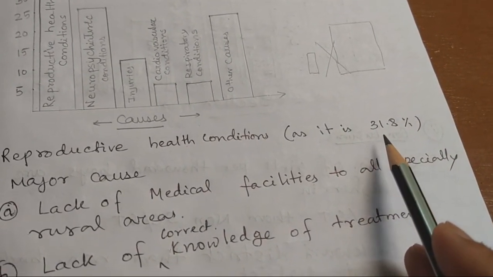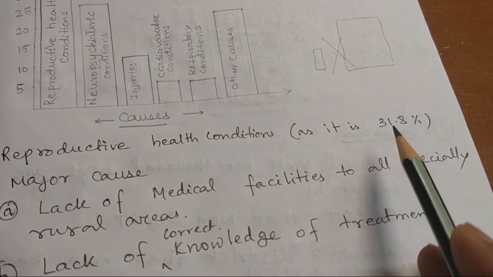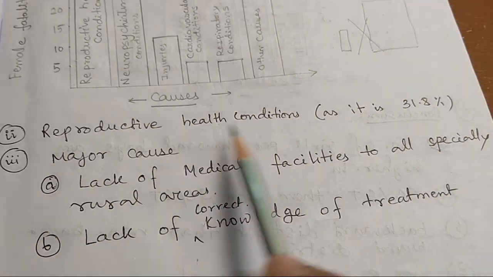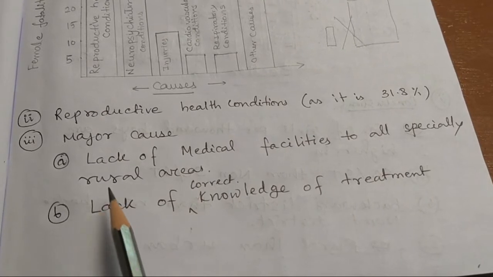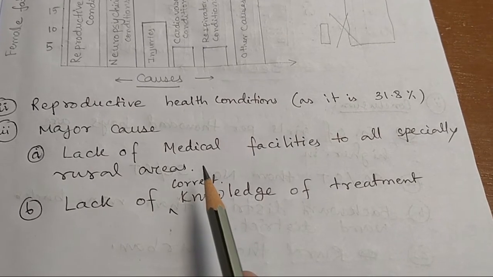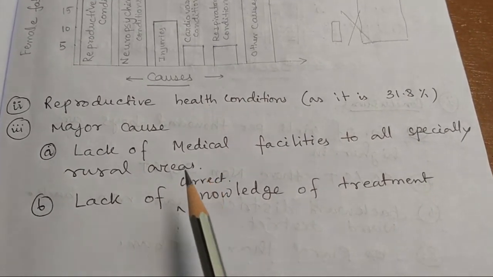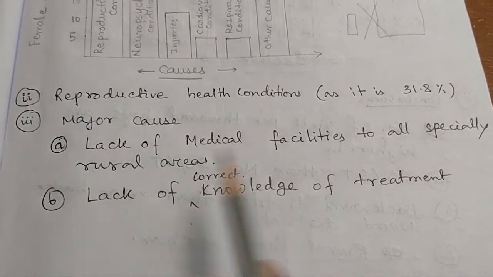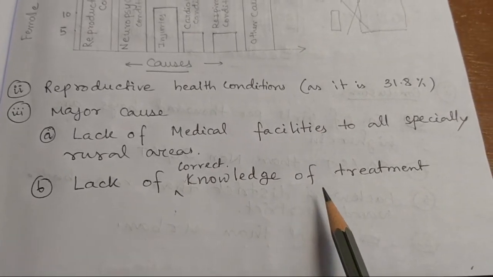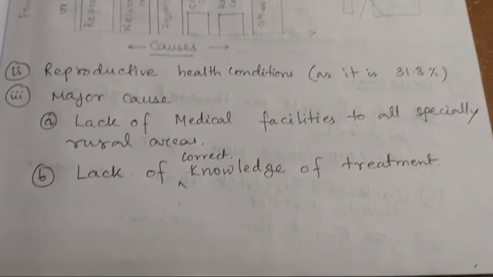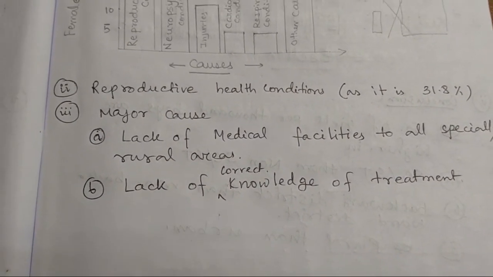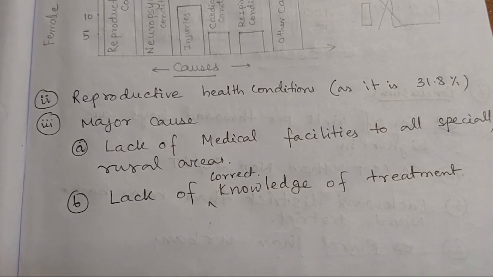The third question is, try to find out with the help of your teacher any two factors which play a major role in the cause of this above. I mean, what is the major cause of this condition? I think for me, this is lack of medical facility, especially in rural areas. All of you know how difficult the medical facility situation is in rural areas, especially for women's health, and lack of correct knowledge of treatment. In rural areas there are doctors with lack of knowledge, and to be honest, nurses who are not very efficient. So these may be the two reasons.